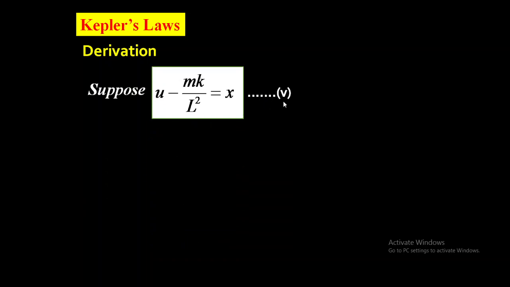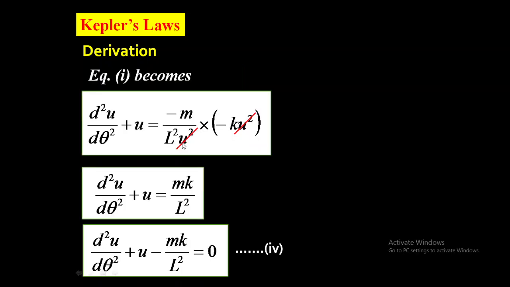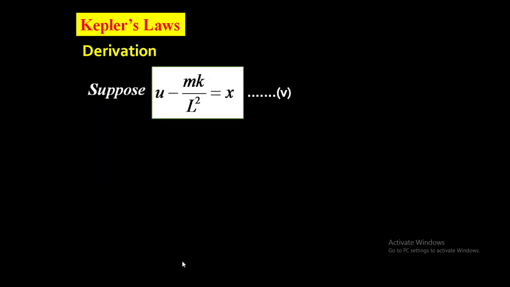We are differentiating equation number 5 with respect to theta, because we want to solve the equation d2u by d theta square plus u minus mk upon l square is equal to 0. For solving that, we suppose u minus mk upon l square is equal to x, and differentiate with respect to theta.